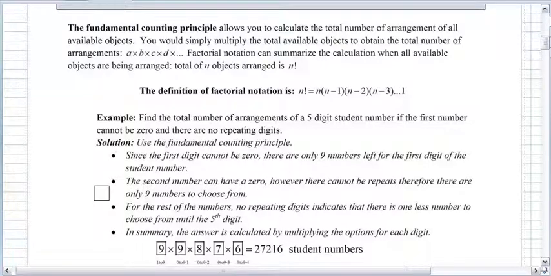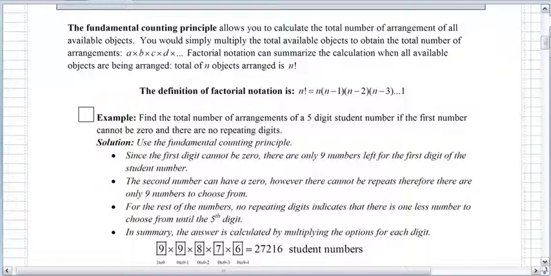The fundamental counting principle is a way of determining the total number of arrangements of objects. So, for example, if you have n objects, then we can find the total number of ways of arranging them by multiplying how many options we have for each individual choice.